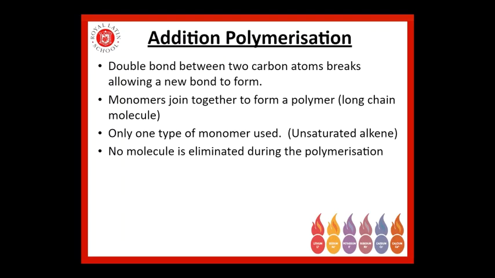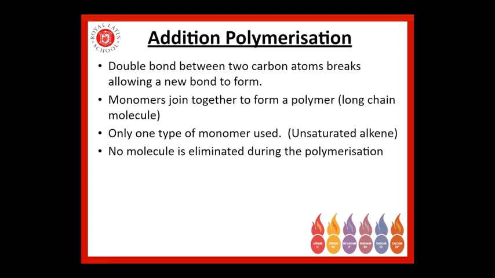No molecule is eliminated during this polymerization. We are just adding them together. So adding together lots and lots of monomers, lots and lots of small molecules together to make a massive long chain. Just like you would do if you're adding paper clips together to make a long chain of paper clips. Each individual paper clip is the monomer. The long chain is then the polymer.